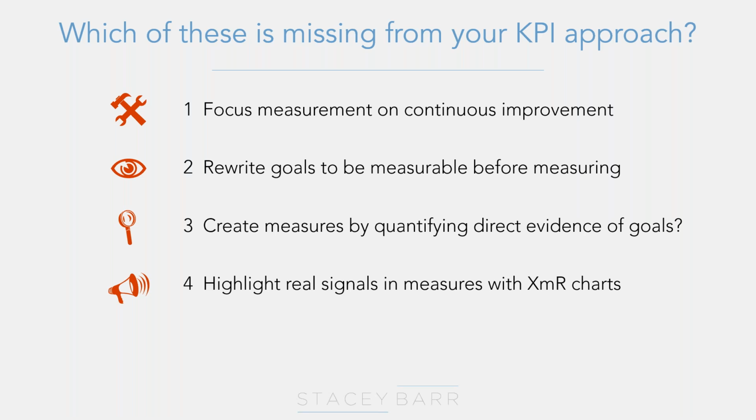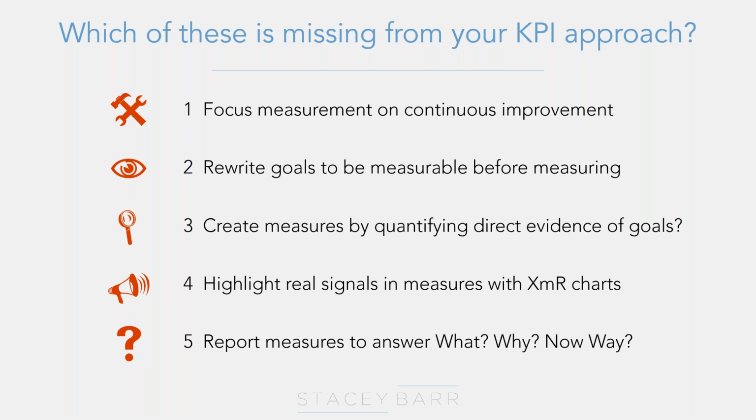Number 4 is that we use XmR charts, which are the most statistically valid way of filtering real signals in our measures out of the random variation that every measure naturally has. And 5th is that we design reports and dashboards to give us the information we need to act on our measures, which is information that tells us what performance is doing, why it's doing that, and what we should do about it.